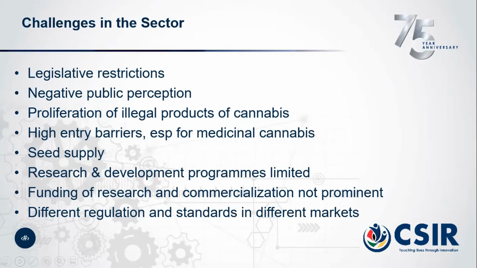Proliferation of illegal products of the cannabis. I think when we start producing our products, which are of high quality, we won't be having things like that also in the market, because we will have local advantage. And I'm hoping DTIC will also try to do something to encourage local production. And then the high entry barriers. For this one, government is doing something about it.